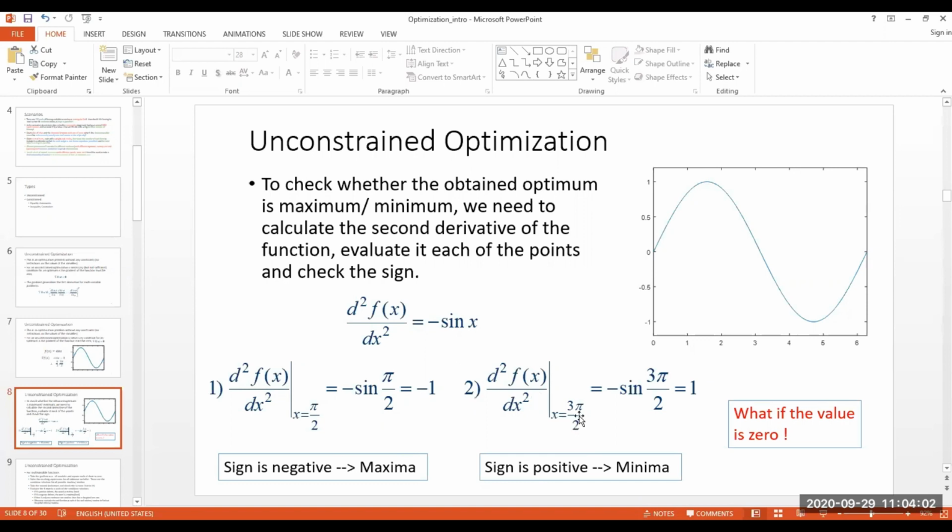Similarly, if we put x equal to 3 pi by 2, you get a plus sign. Basically, the sign is positive, so you are talking about a minimum. Now if it is positive or negative, it's fine. You can decide it is a maxima or a minima. Decision is done. What would happen in the third case? Let's say the sign is neither positive nor negative, rather the value comes up as 0. What do you think? What should be the decision?